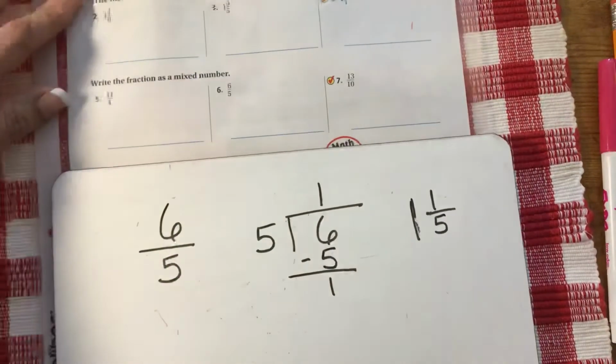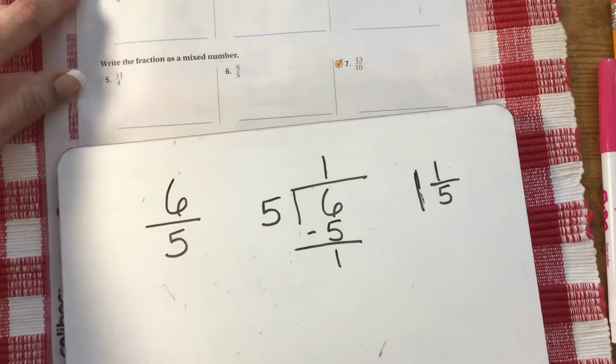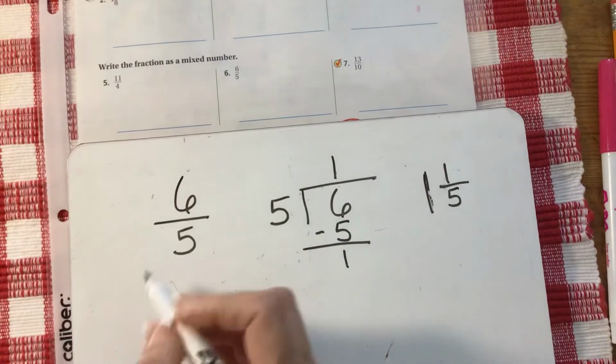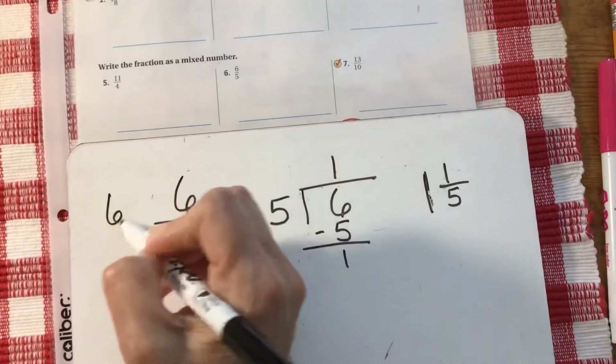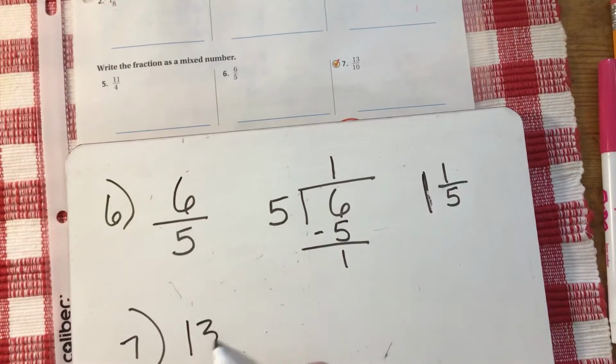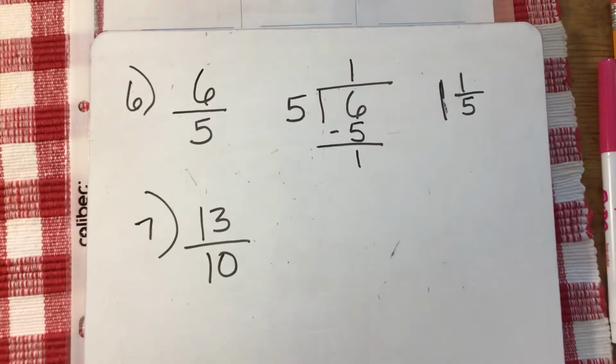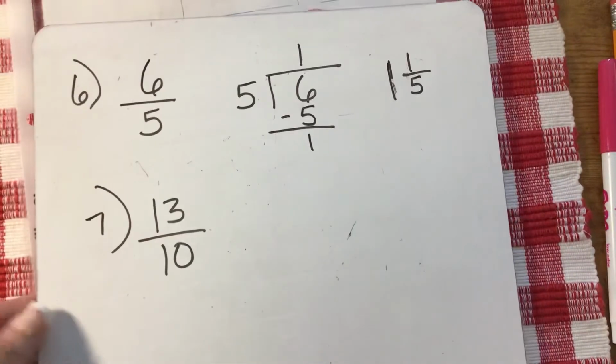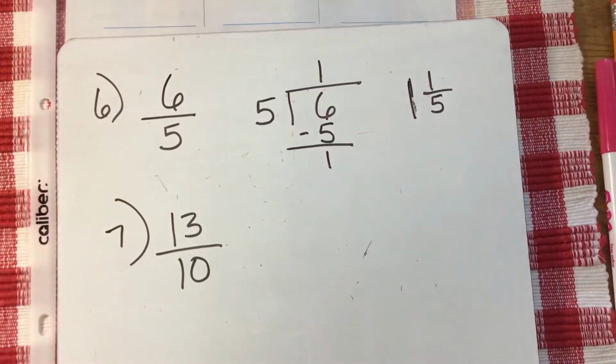And you can put that answer in your book. Let's look at the next one, number 7. This was 6. 13/10. Once you guys get this down, it's going to be so easy for you, I promise. Once you understand what to do, it's going to be good.